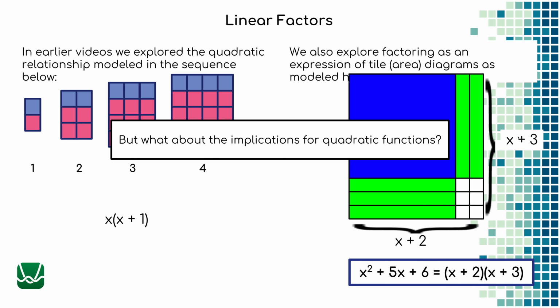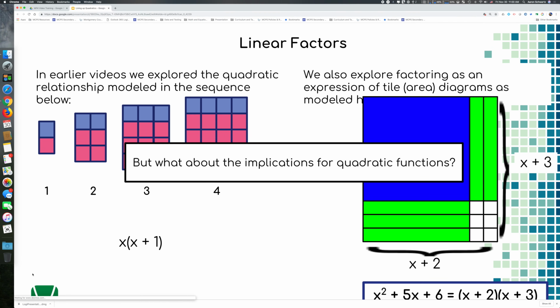But what about the implications for quadratic functions, particularly those that we would see on a quadratic graph? We're going to take a look into Desmos for a moment to see what happens when we graph these not as the combined x squared plus 5x plus 6, but as the product of those two factors. So I'm going to open up a tab for Desmos.